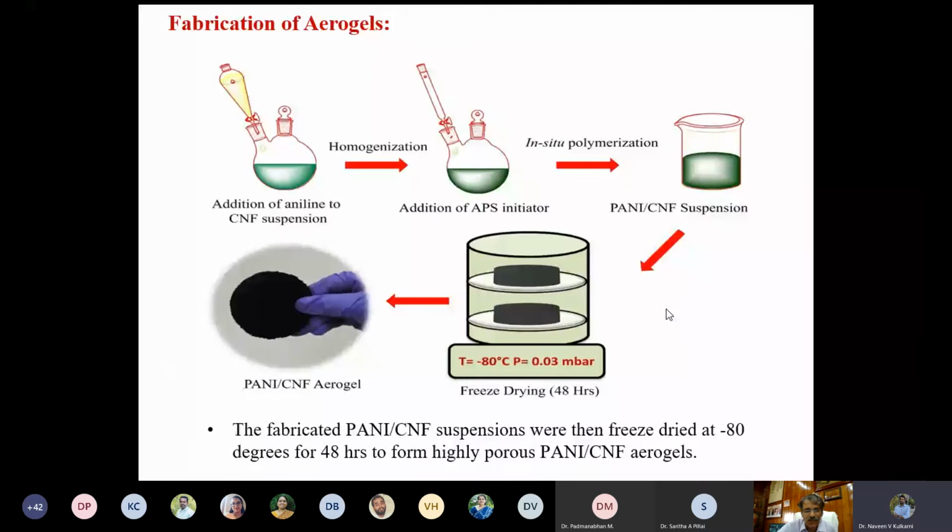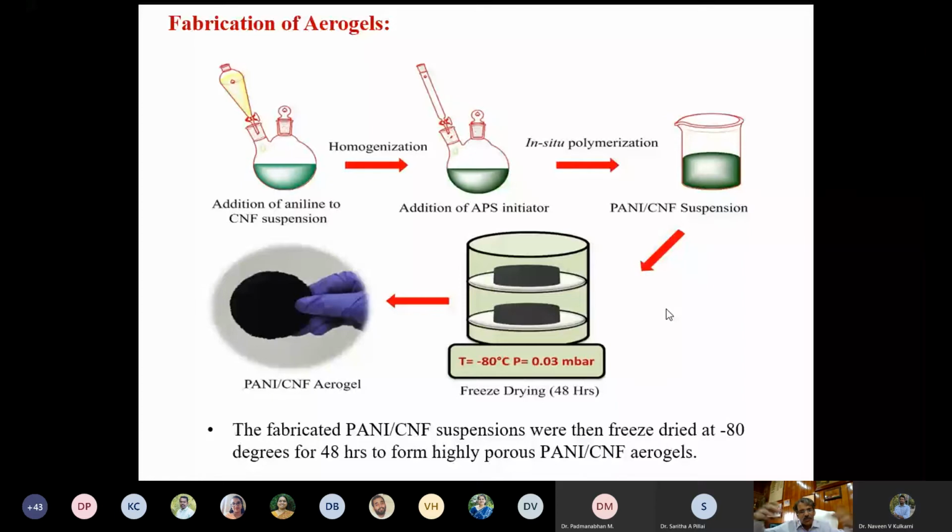I'm winding up with a couple of slides. If you look at the next slide, you will see another PhD student of mine. He also showed the same protocol. He took pineapple leaf suspension, and then, you know what he did? He introduced aniline, the same way Debu did, and then he went for in situ polymerization. Instead of compression molding, he went for a freeze drying process.